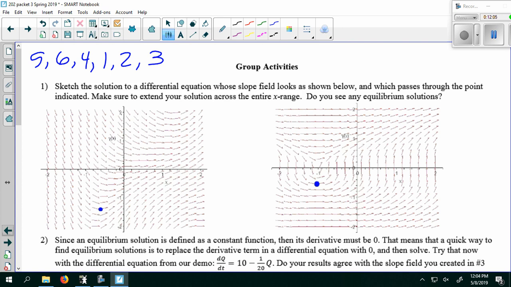So I want to sketch the solution that passes through the indicated point. So this is my initial condition. I'm just going to trace the slope field, sort of like that. Trace it backwards too. And then in this one, here's my initial condition, and I'm just going to follow the slopes. Something like that.